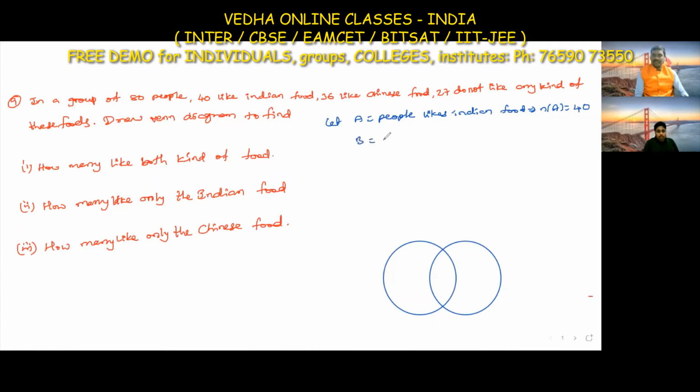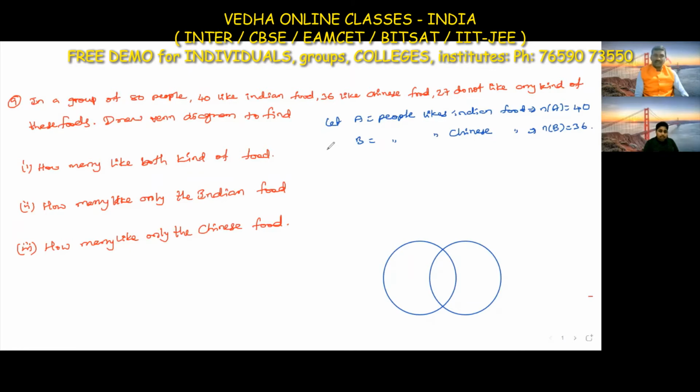Okay, B, I am taking another event, that is people who like Chinese food. I am taking this as N of B. How many are there? 36.